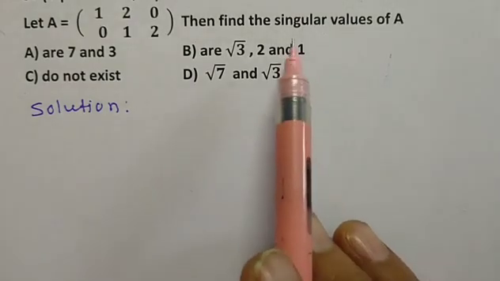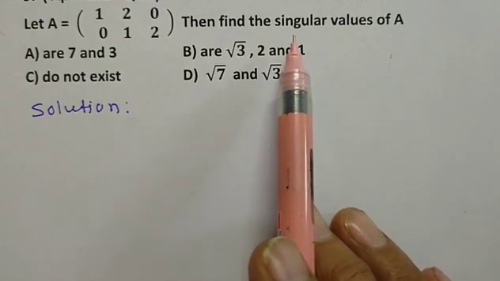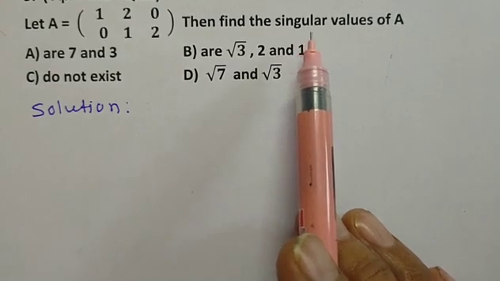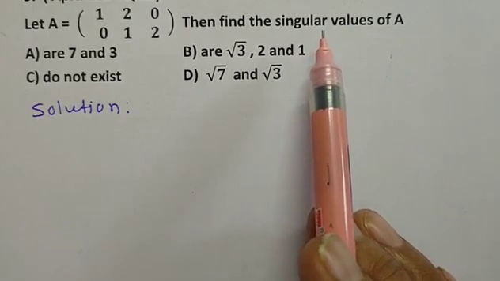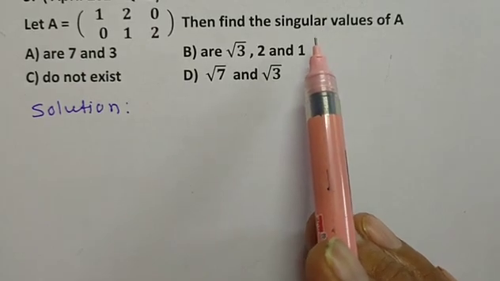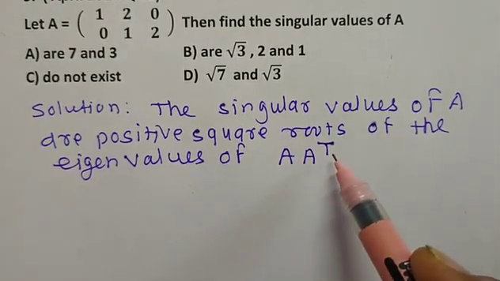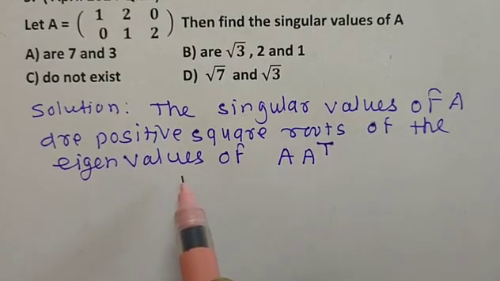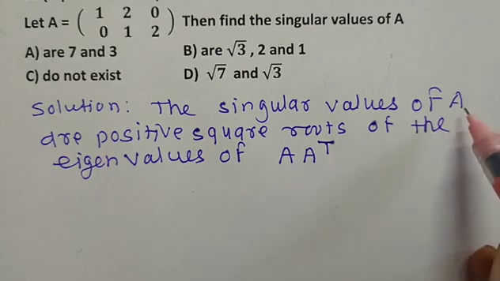So friends, in this case, you should know the definition of singular values. So please remember, the singular values of A are the positive square roots of eigenvalues of the product A and A transpose. So find the product of A and A transpose, find its eigenvalues and take the square root. That will give you the singular values of A.